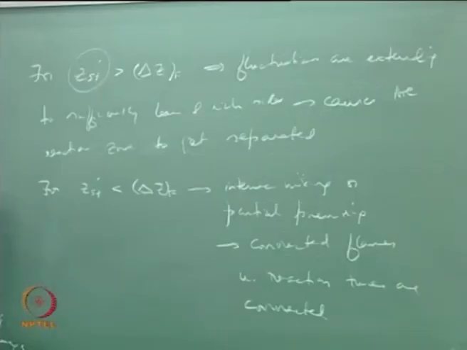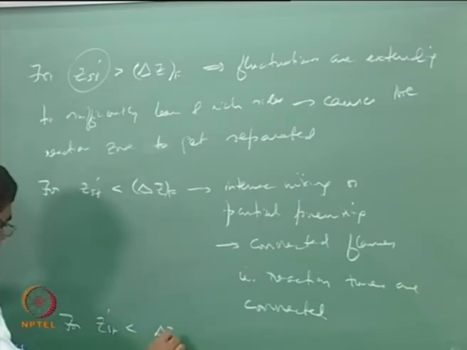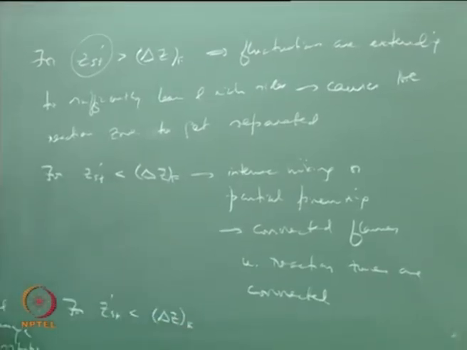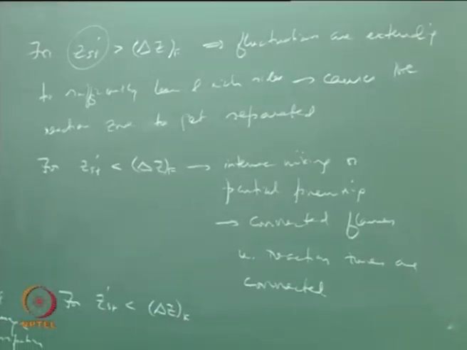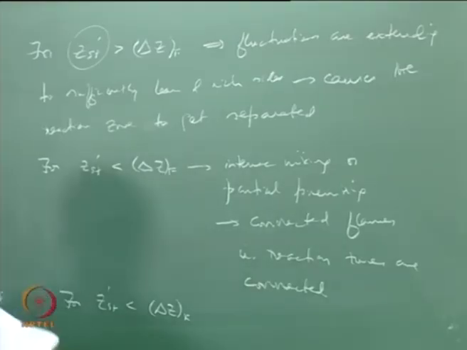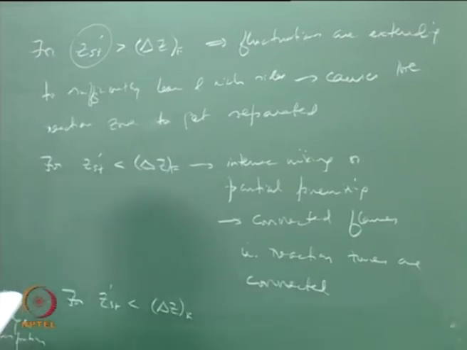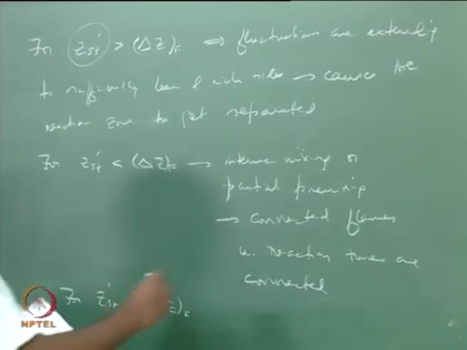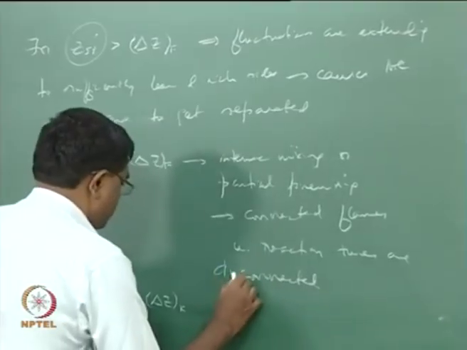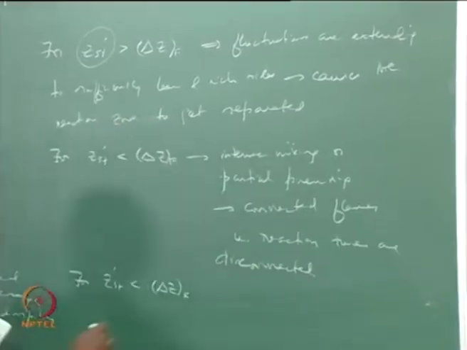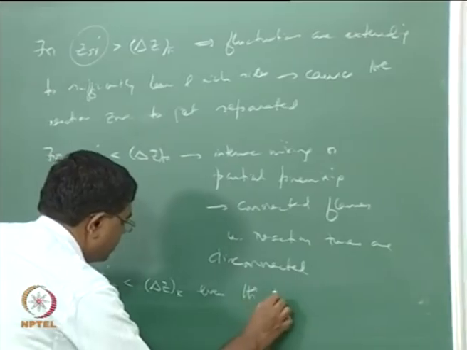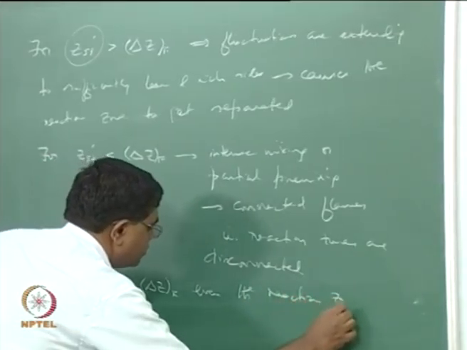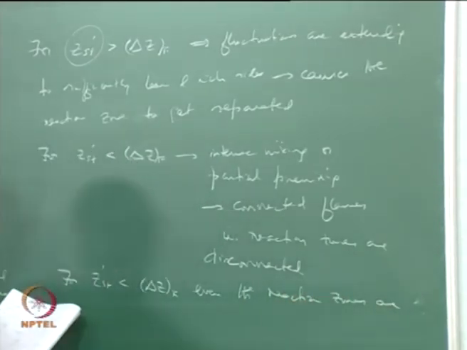and finally for zst prime less than delta zr, this is now beginning to look like fluctuations are still smaller than the reaction zone thickness itself. In the previous regime the reaction zones are disconnected, but here even the reaction zones are connected.